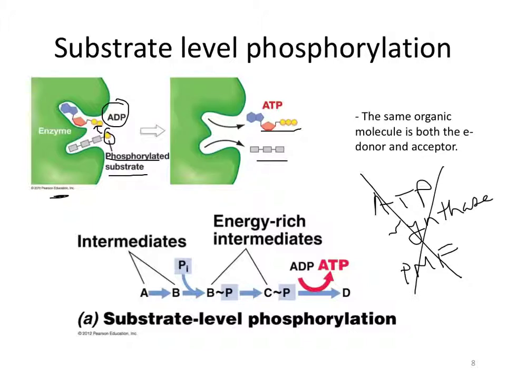Substrate level phosphorylation is important in fermentative processes, and it is also part of glycolysis, which is a fermentation that occurs in respiratory organisms. In the case of organisms that gain their ATP entirely through substrate level phosphorylation, they're using fermentation, and I'll get to that later, but in fermentation we have the same organic molecule acting as both the electron donor and acceptor.